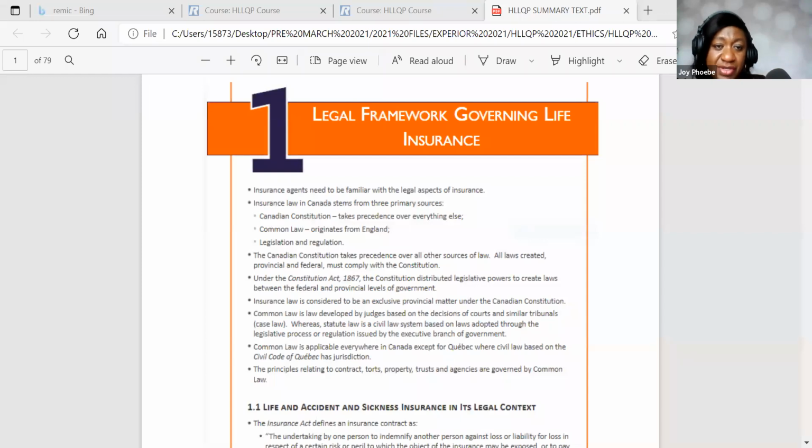Also, still talking about the legal principles of validity of contract.